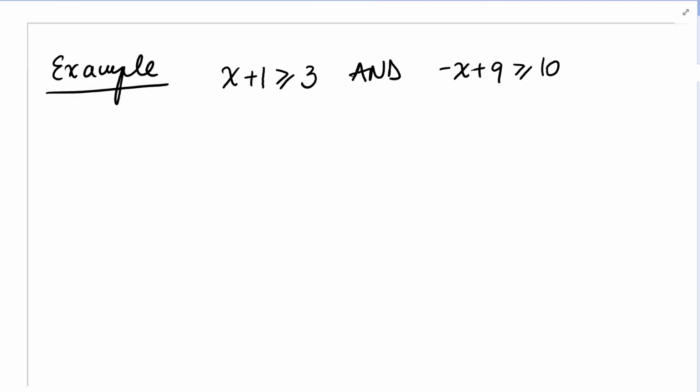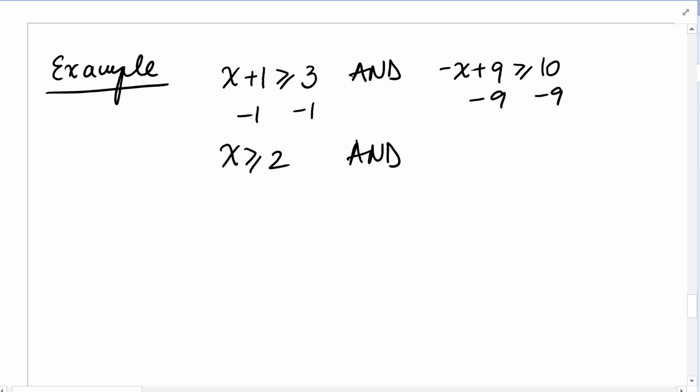And let's do one extra problem, because this is interesting. X plus 1 greater than or equal to 3 and negative x plus 9 greater than or equal to 10. So if we solve each of them, we subtract 1 from both sides, x greater than or equal to 2. And, right, the word and, which we should always say, if it's and, then I'm looking for common or overlapping. Negative x greater than or equal to 1. Divide by negative 1 and get x less than or equal to negative 1, right? We make sure we switch this sign when we divide by a negative number.